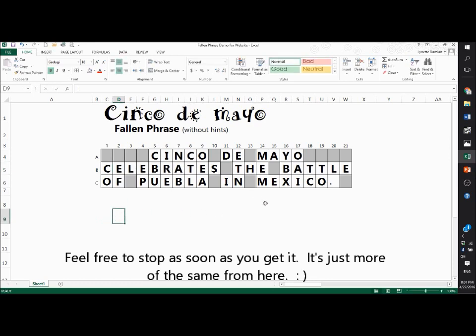Now, obviously, I had an unfair advantage because I was the one who had written this puzzle, but I'll say one more time, my kids really enjoy them.